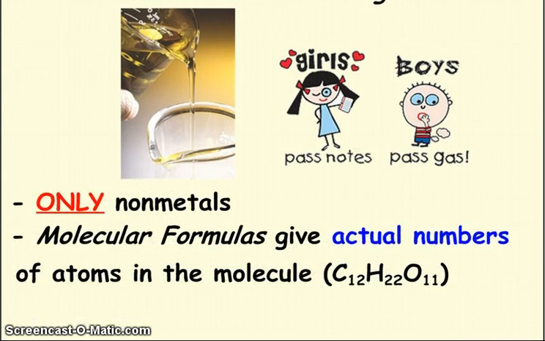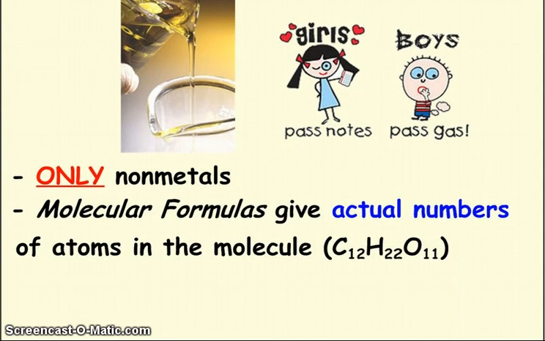Now, our nonmetals are forming the molecular compounds. So our molecular compounds are made from only nonmetals, and their formulas give us, again, the actual numbers of atoms in the molecule. So again, that's sucrose, 12 carbons, 22 hydrogens, and 11 oxygen atoms actually bonded together to form that molecule.